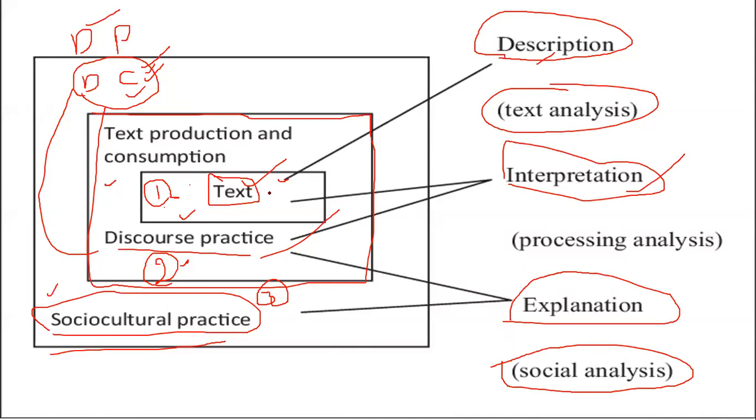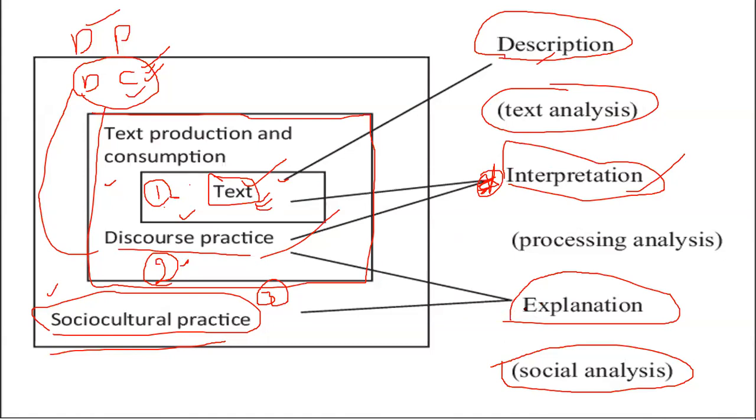We look at its linguistic features, semiotic features, and literary features. Then we relate it to the second step, the interpretation, and we relate it to the discourse producer and discourse consumer: how he has produced this discourse, why he or she has produced that discourse, for whom this discourse has been produced.